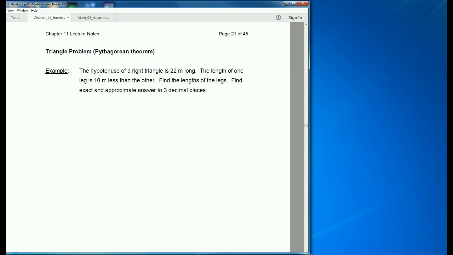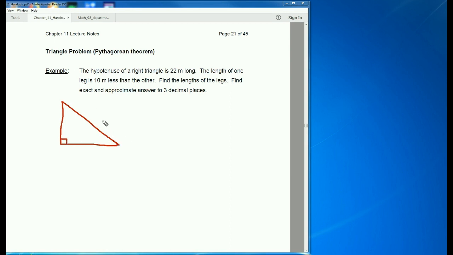All right, triangle problem. This is one we're going to use the Pythagorean theorem for. The hypotenuse of a right triangle is 22 meters long. The length of one leg is 10 meters less than the other. Find the lengths of the legs. Okay, so it's a right triangle, so let's just draw one. All right, there's my 90-degree angle.